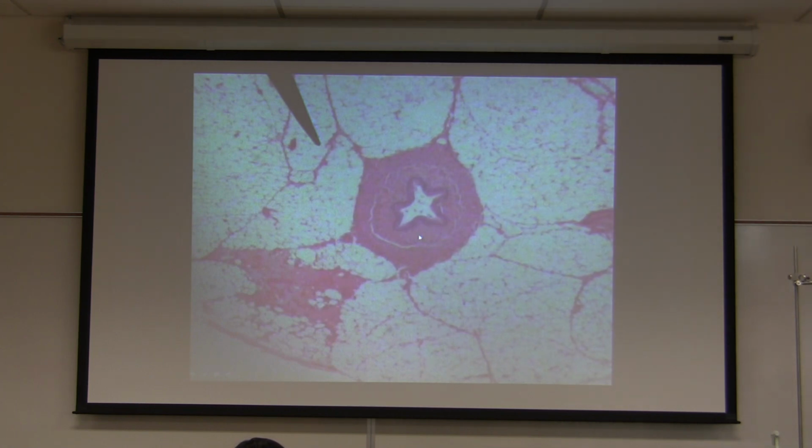What is the name of the tissue here? These are smooth muscle. And what is the name of the tissue? Connective tissue. What layer? Serosal layer. And this is the muscularis layer, and the mucosal layer.